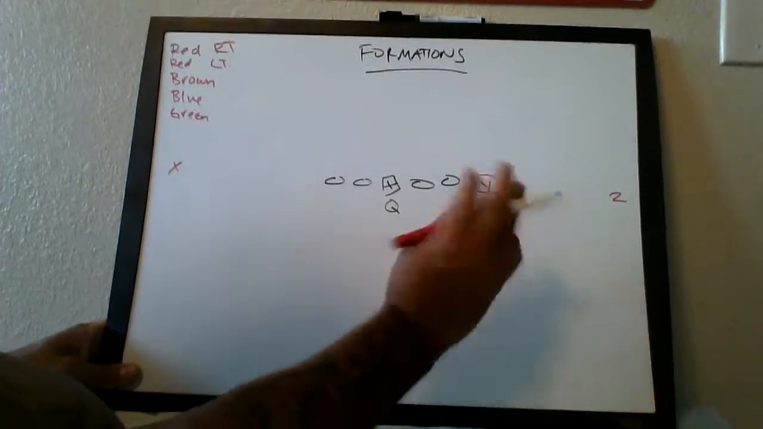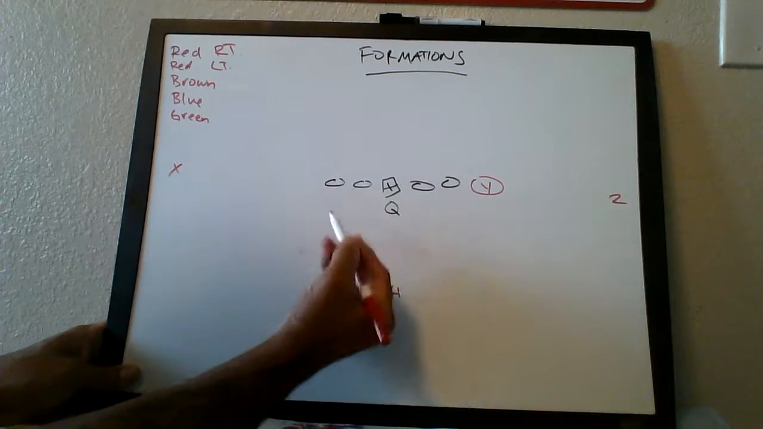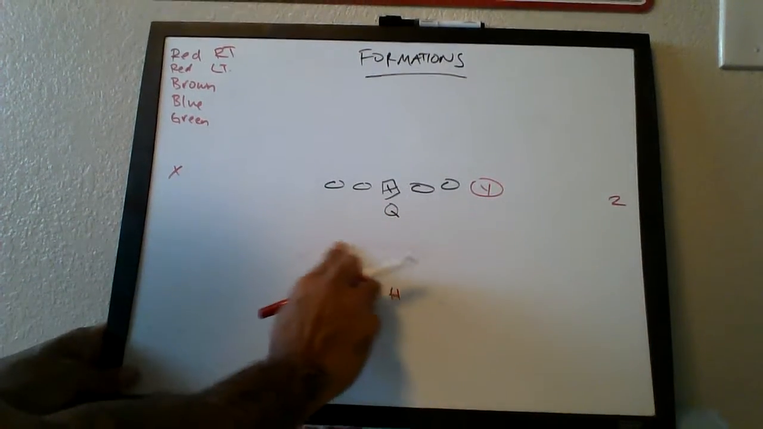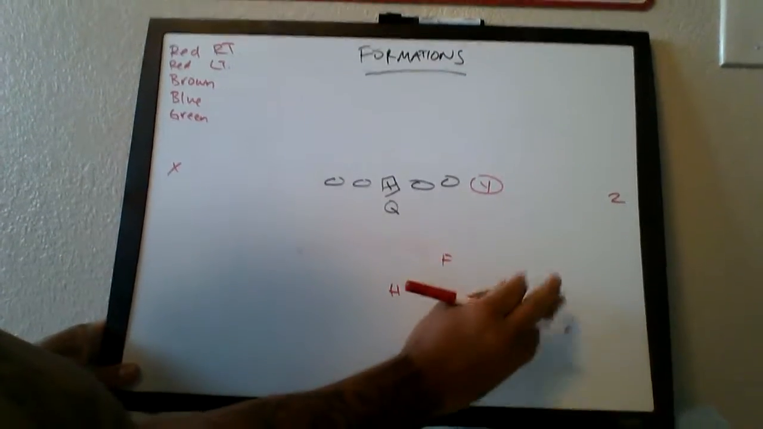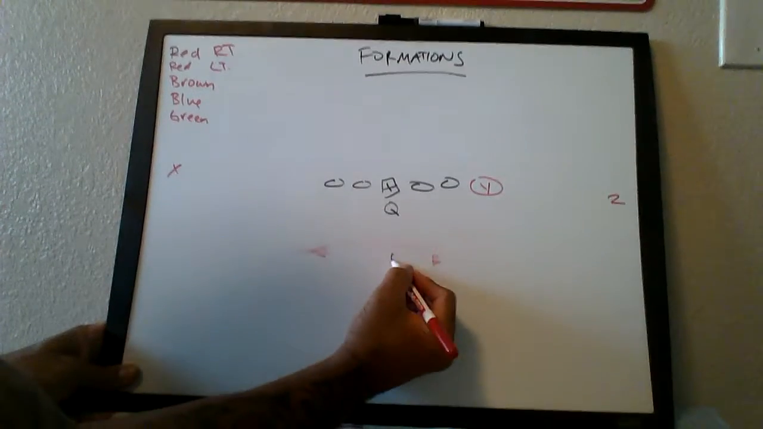If I say green right weak, fullback lines up on this side, on the weak side, away from the strength. Y is our strength. Okay, tight end is our strength. Green right strong, green right weak, and this is just green right.